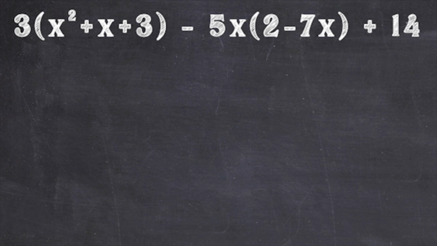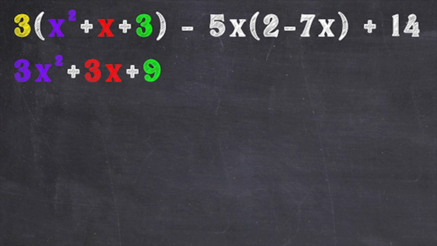There are two terms involving parentheses in this expression, so we need to simplify those first. First, multiply the 3 with the terms inside the parentheses. In this instance, we have three terms, x squared, x, and 3. Multiplying 3 with x squared gives us 3x squared. Next, multiplying 3 with x gives us 3x. Finally, 3 times 3 gives us 9. So applying the distributive property on the first set of terms gives us 3x squared plus 3x plus 9.